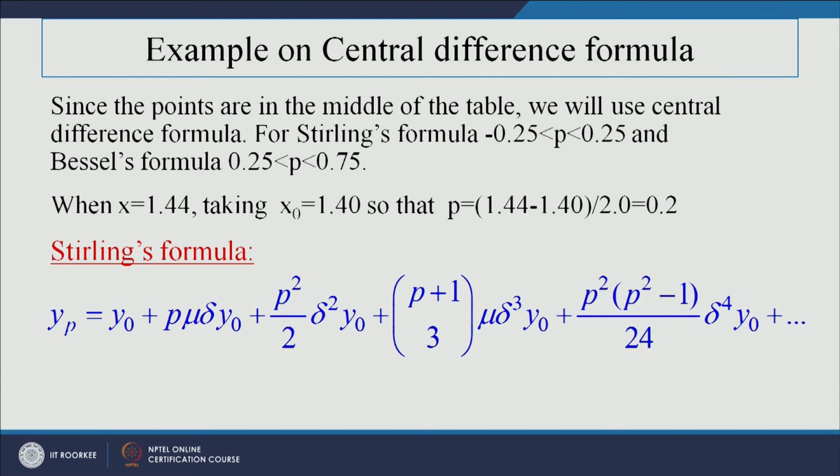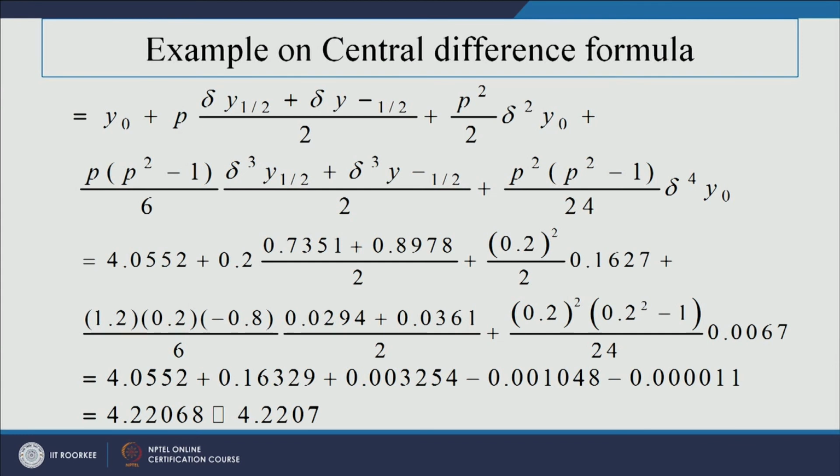Here we can obtain the value of p in the form of 1.44 minus 1.40 by 0.2, where the formula for p is x equals x naught plus ph, and x can be chosen as 1.44 here. From that formula itself we get p as 0.2, and if we use this formula, we can obtain this value as 4.22068. Especially, if you see here, we are using these values, that is delta y of half plus delta y of minus half, since we are using the central difference approximations.